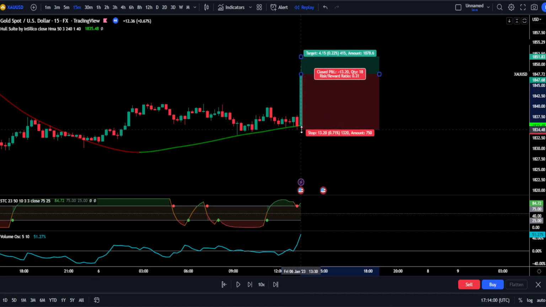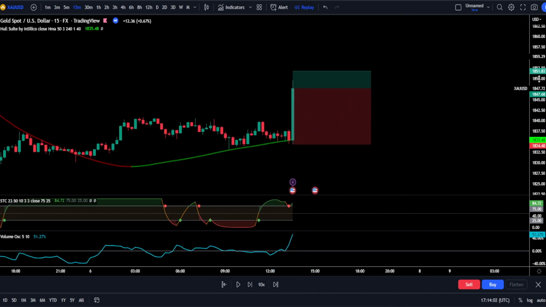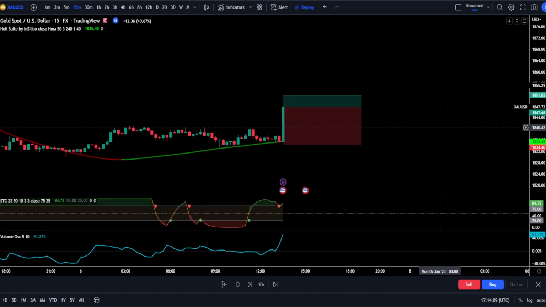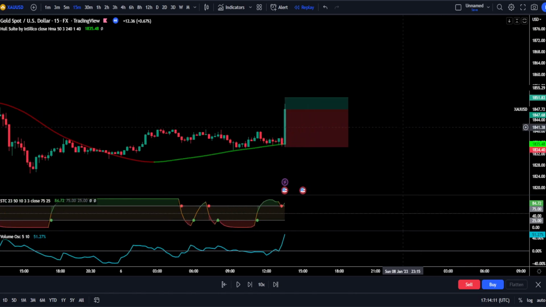Our stop loss will be set just below our most recent swing low. And for the take profit, we're going to be doing something a little different. So if the price goes in our direction and we have a winning trade, we're going to be closing our position as soon as we have a red circle appear on our STC indicator.